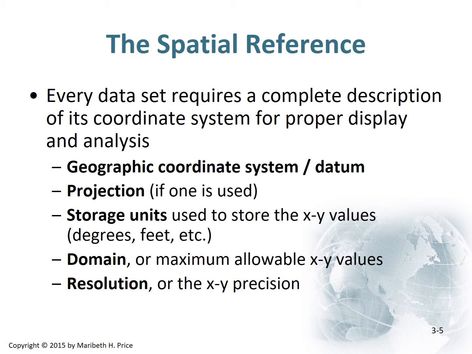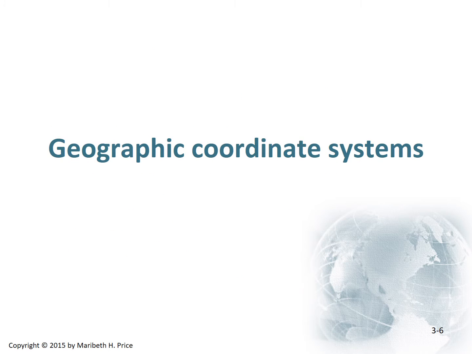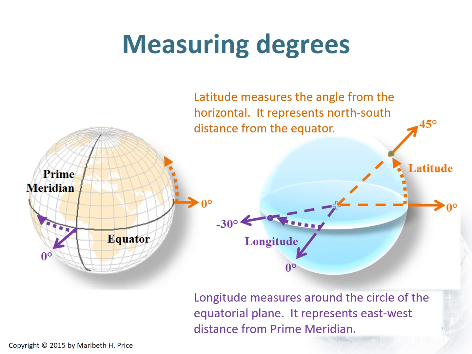There are 5 components to a spatial reference: the geographic coordinate system or the datum, the projection, storage units, the domain, and the resolution. Know a little something about geographic coordinate systems. Know how you measure longitude and latitude. Longitude being angular degrees around the equator, and latitude being a north or south distance from the equator.